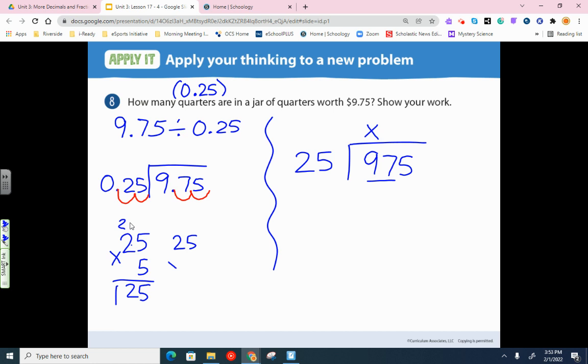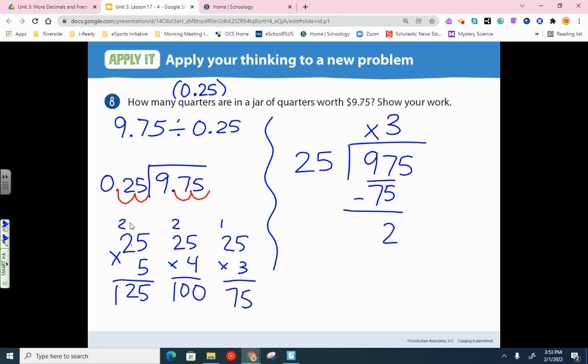Let's try 4. And that gives me 100. So I'm just slightly above the 97. So it must be 3. So let's try that. And that gives me 75. So I'll put that up here. I'll do my subtraction. 7 minus 5 is 2. 9 minus 7 is 2. Bring down my 5.